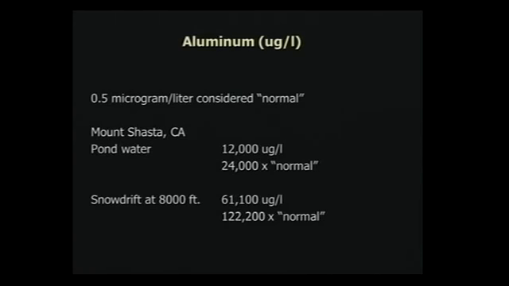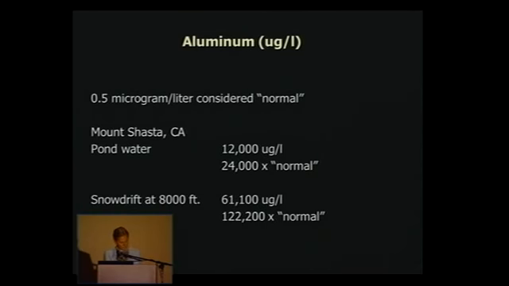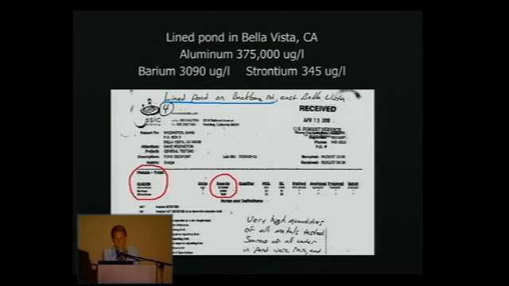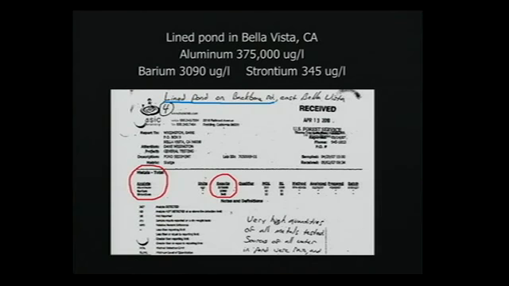Snowdrift at 8,000 feet, 61,100 micrograms per liter. Way, way past normal. And here you have a lined pond. So please picture a lined pond. A pond with a liner, vinyl something, in Bella Vista. And you got a reading, or the person who did this, I know him, Dane Wigington, got a reading of 375,000 micrograms per liter in this little pond.